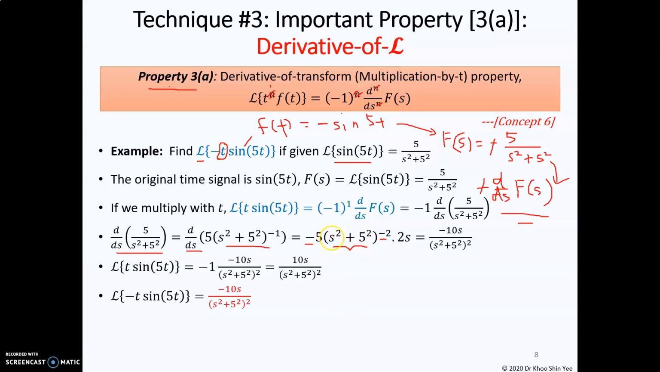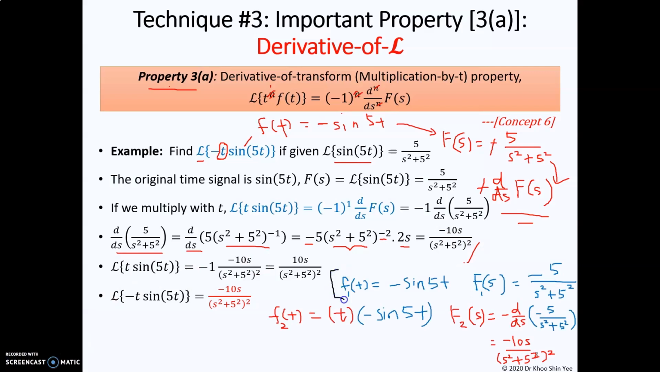So in this case, x squared will become 2x, and pi squared, after you differentiate, you get 0. So this is the answer, and we can simplify it into this format. You can see that if you have the time domain function f1(t) equal to negative sine pi t, when you perform the Laplace transform, you get F1(s) equal to this.